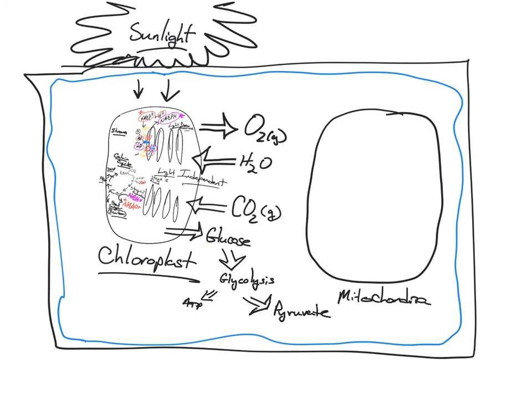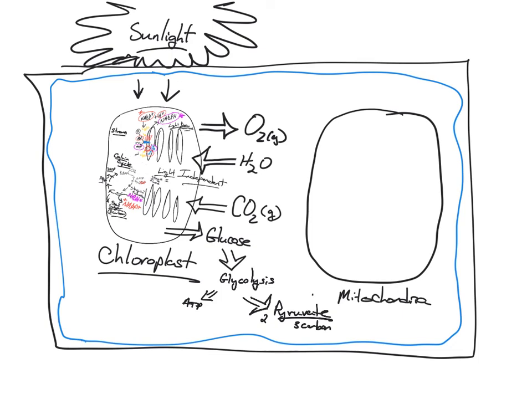And pyruvate is one of those important molecules you need to know. Like Rubisco, you need to know that name. You need to know glucose. You need to know chlorophyll. Well, you need to know pyruvate as well. You form two pyruvates. They're 3 carbons each.